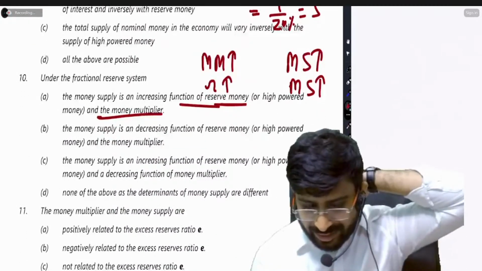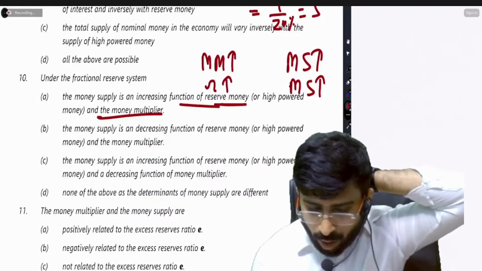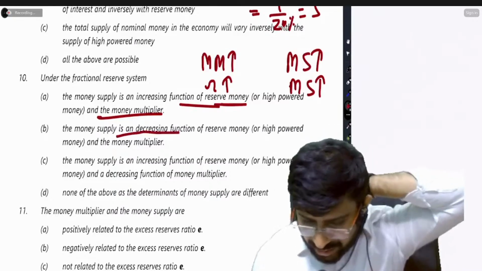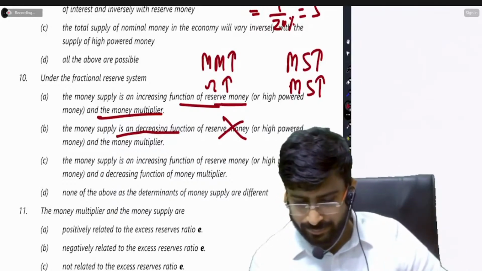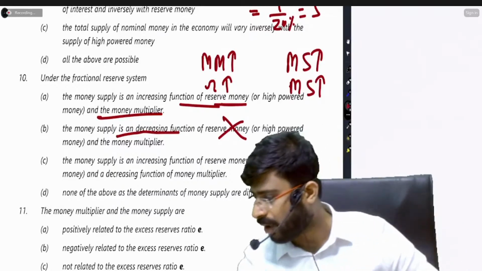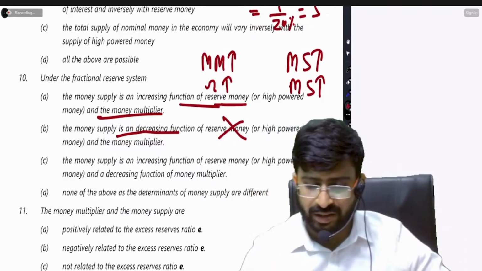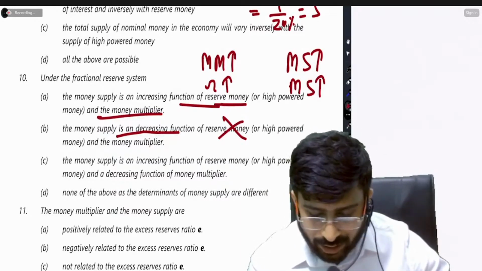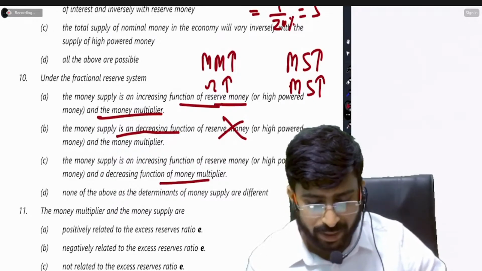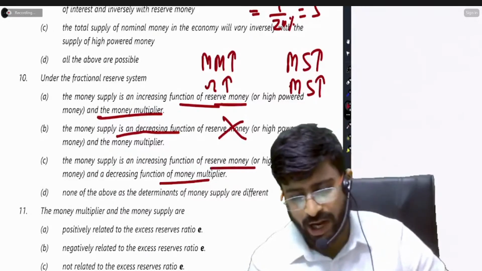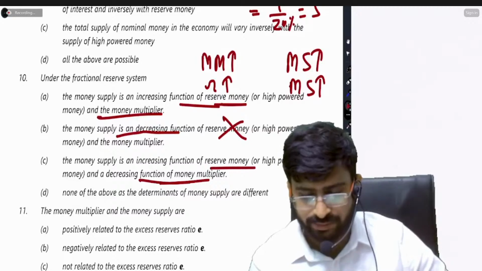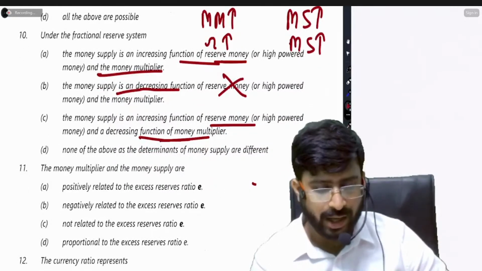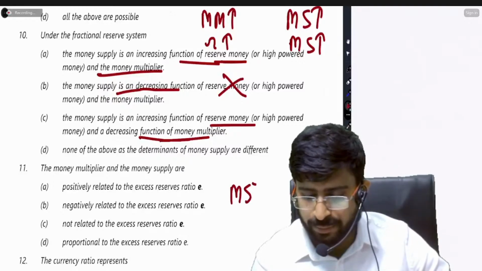So money supply is an increasing function of reserve money or high powered money, and the money multiplier is an increasing function. Let's pay attention now. Money supply is an increasing function of reserve money or high powered money, right? And a decreasing function of the money multiplier? See, money multiplier is what? Please pay attention. Money supply is equal to what?